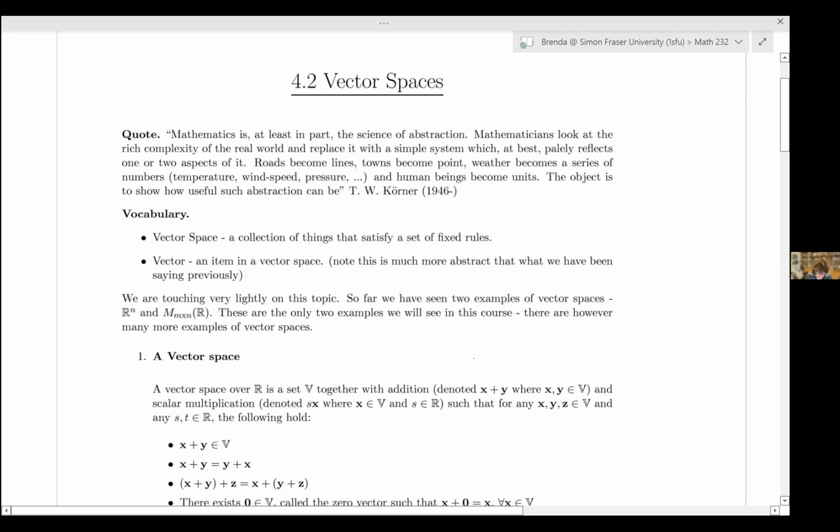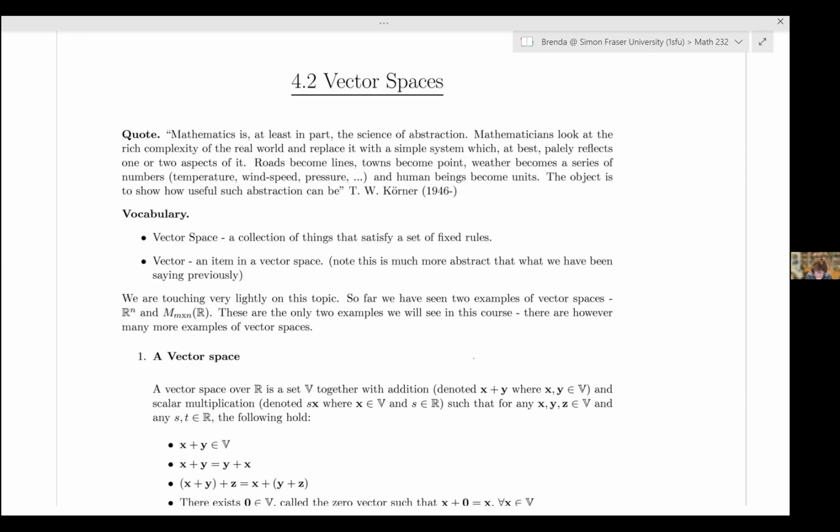Partially because of that, and partially because of this quote, I don't normally read quotes on my lecture notes, but I'm going to read this one today because it really speaks to what we're trying to do with this lecture in particular. This is a quote from a Cambridge mathematician.